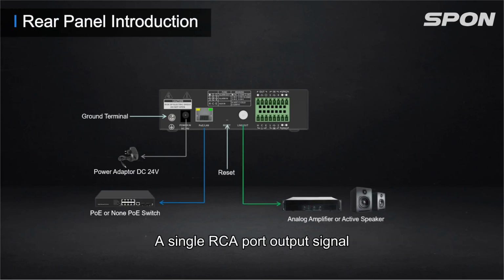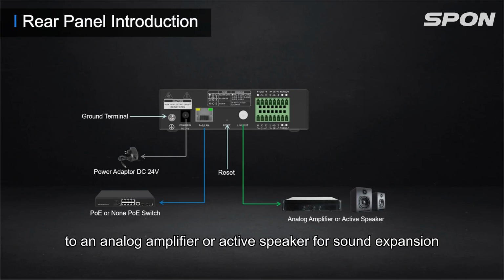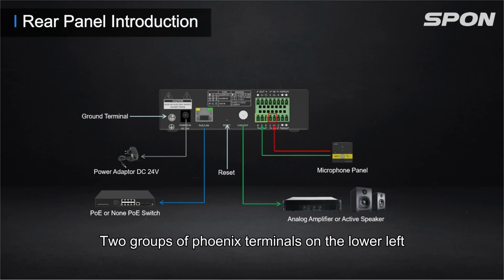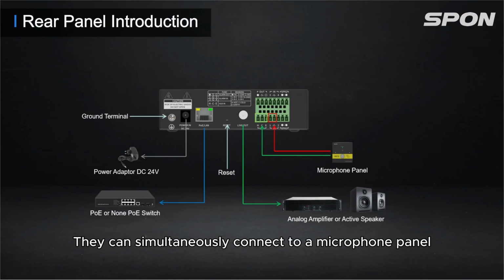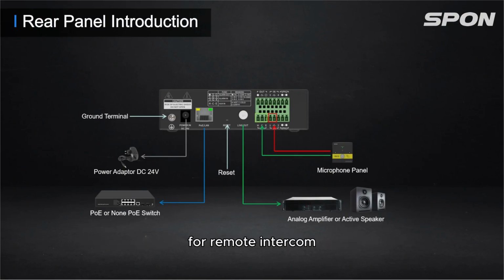A single RCA port outputs signal to an analog amplifier or active speaker for sound expansion. Two groups of Phoenix terminals on the lower left are the microphone input and alarm input. They can simultaneously connect to a microphone panel for remote intercom.